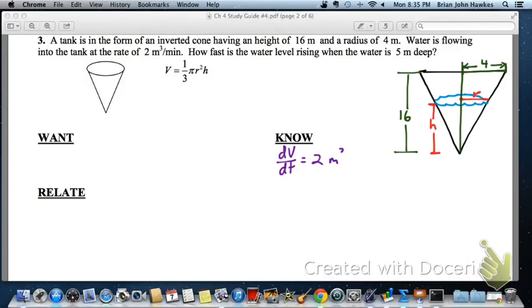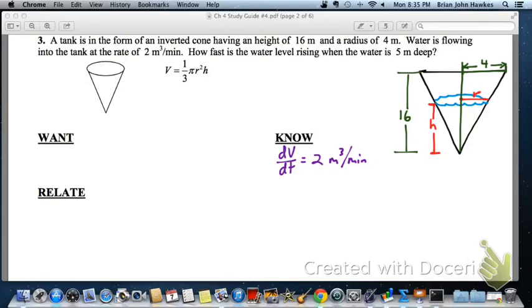Okay, and if you want to put the units of measure here, I usually don't, because I can just read them in the problem. But dV/dt is equal to 2. And it's asking for how fast is the water level rising when the water is 5 feet or 5 meters deep. So that's what we want.